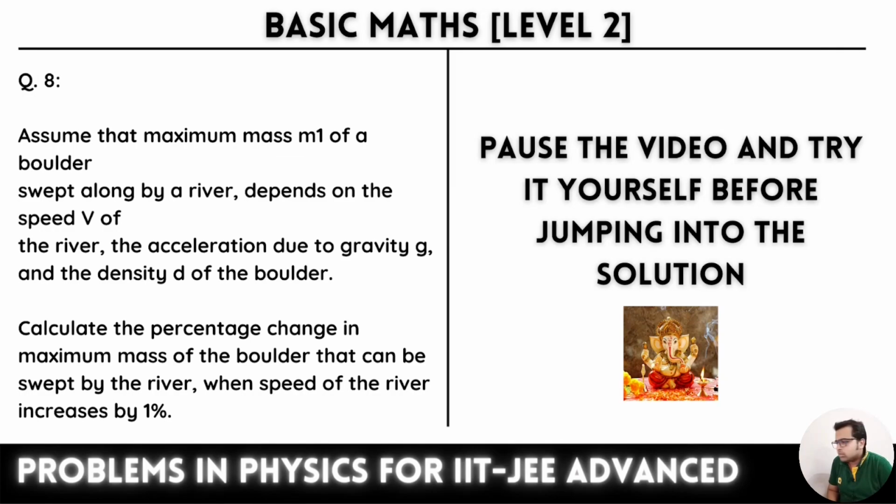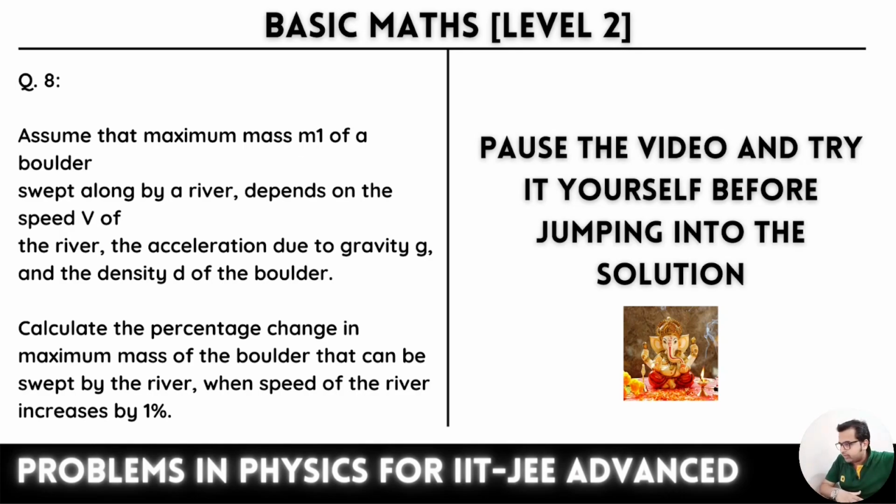Assume that the maximum mass m1 of a boulder swept along by a river depends on the speed v of the river, acceleration due to gravity g, and density d of the boulder. So what is this boulder? You can assume a very big stone, because in the river there are big stones that also flow with the flow of the river. So we have a big stone of mass m1.